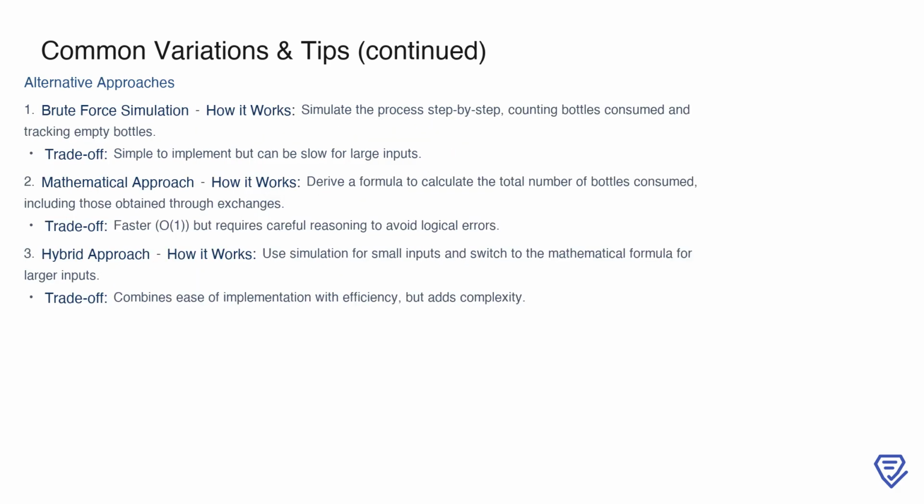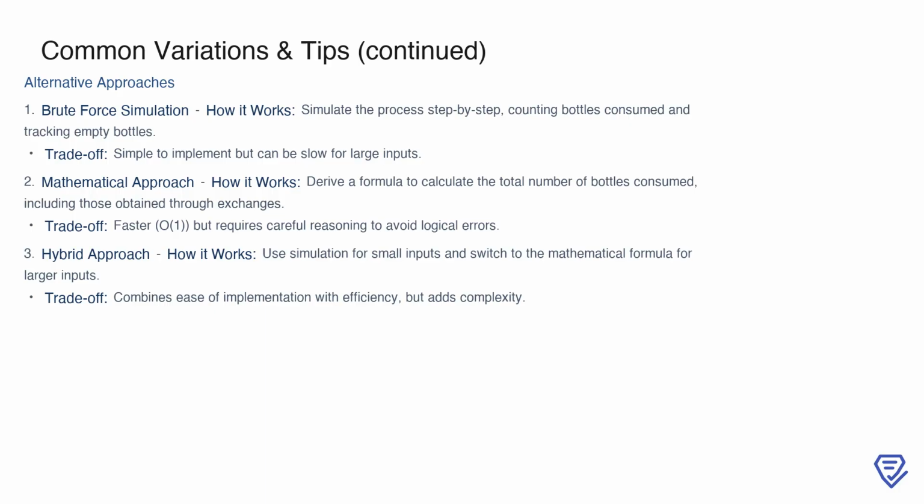There are several approaches you can take to solve this problem, each with its own trade-offs. The first is a brute force simulation, where you simulate the process step by step, counting the bottles consumed and tracking the empty bottles. This method is straightforward to implement, but it can become slow when the inputs are large.